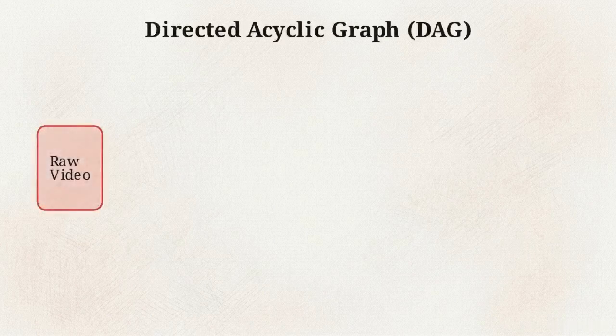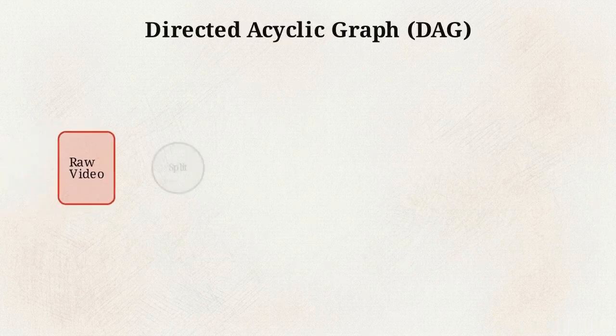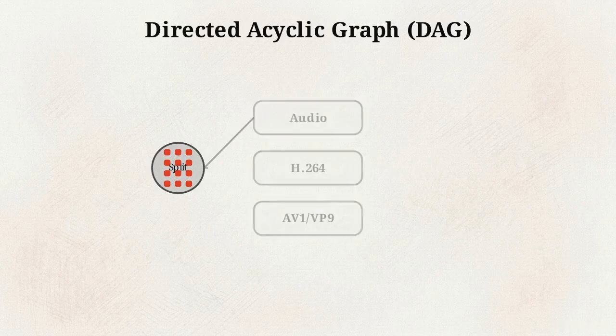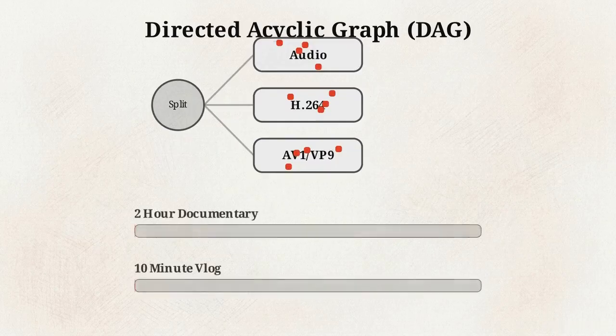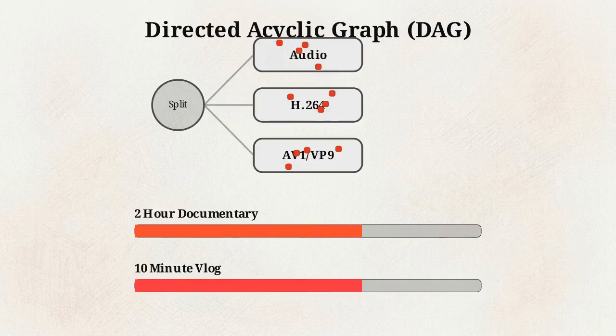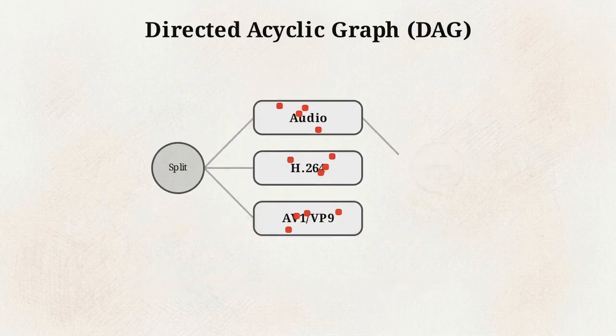That Kafka event triggers a massive fan-out process known as a directed acyclic graph, or DAG. The single raw video file is split and distributed across dozens of parallel worker nodes, each simultaneously extracting audio or encoding different video codecs. Because segments are processed independently, processing time is decoupled from video length. A 2-hour documentary transcodes almost as fast as a 10-minute vlog.